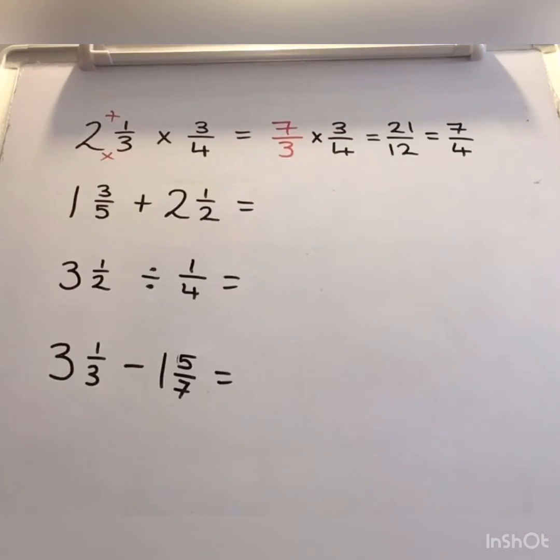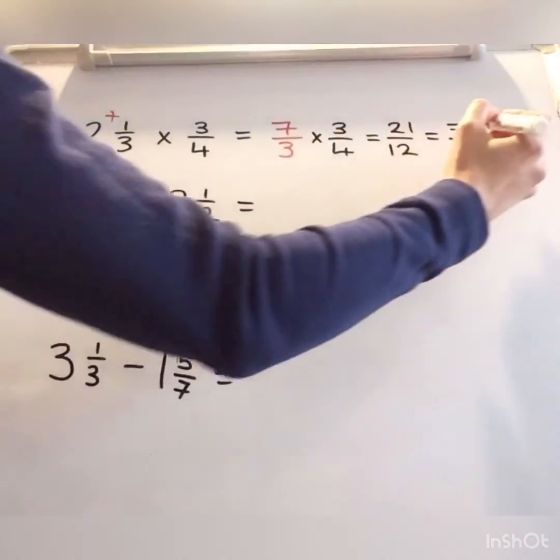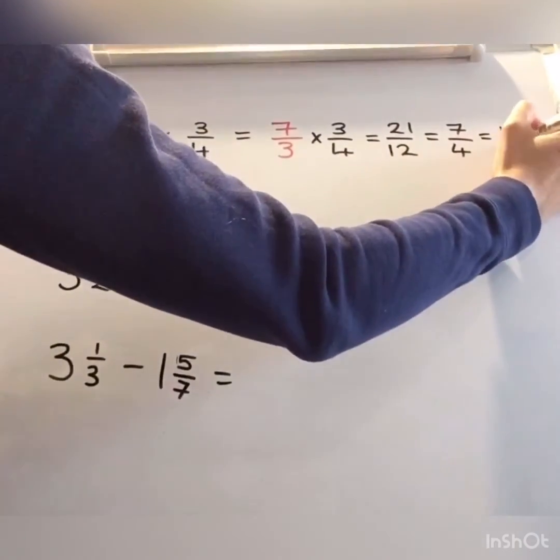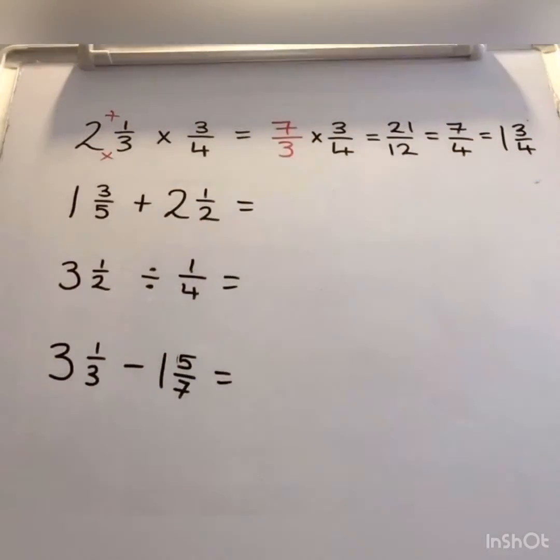Now that is an improper fraction, so if you get a question like this that ends up improper, you'll probably be asked to leave it as a mixed number and you'll be awarded more marks to do that. So how many 4s go into 7? 1 with a remainder of 3. So our answer here is 1 3/4.